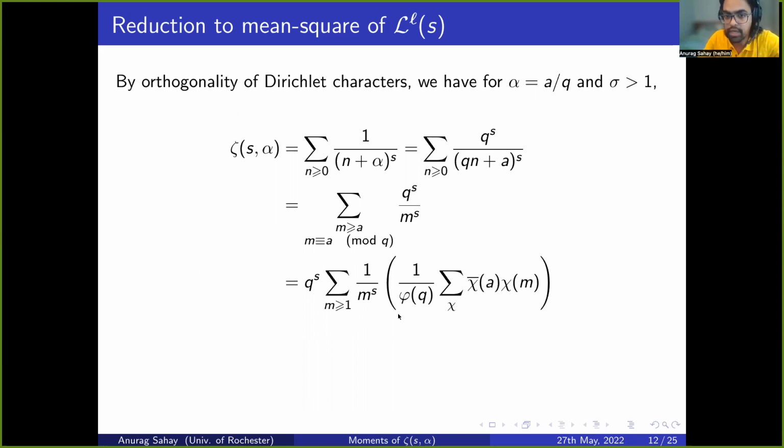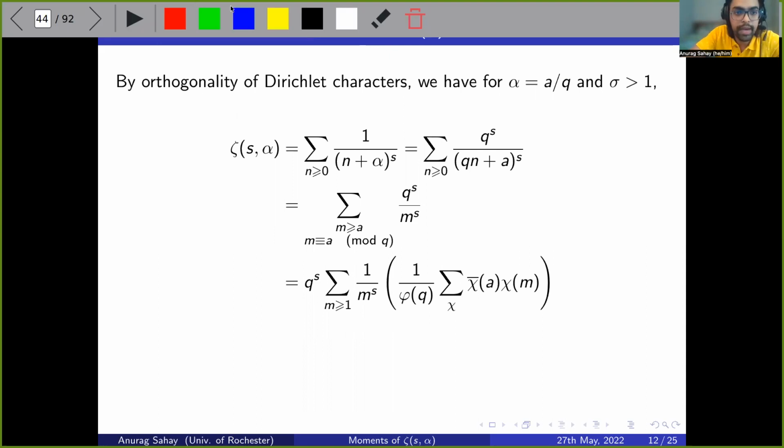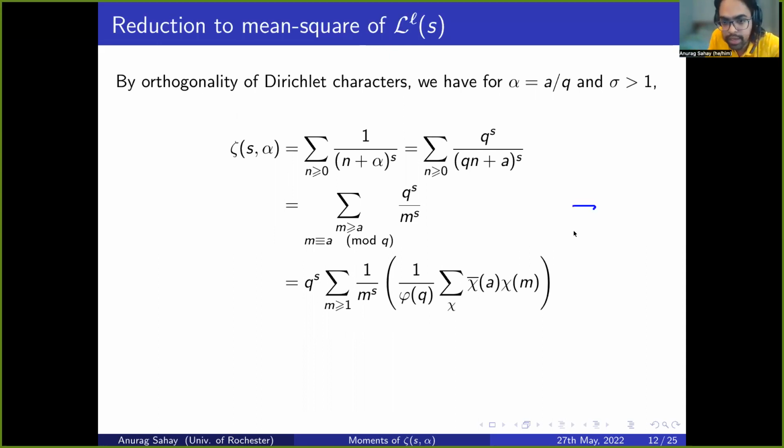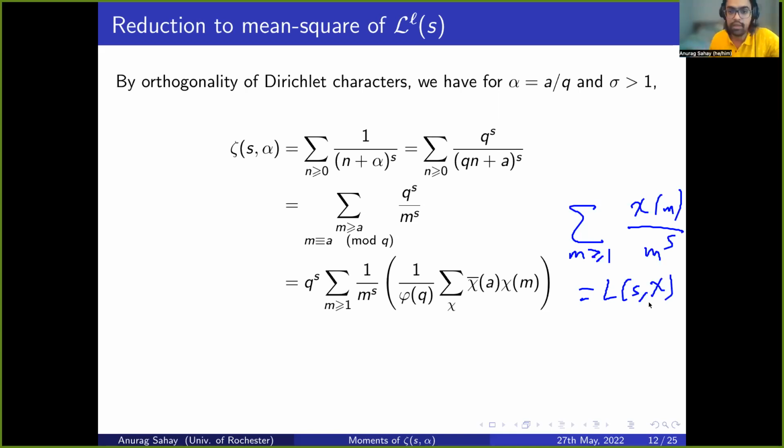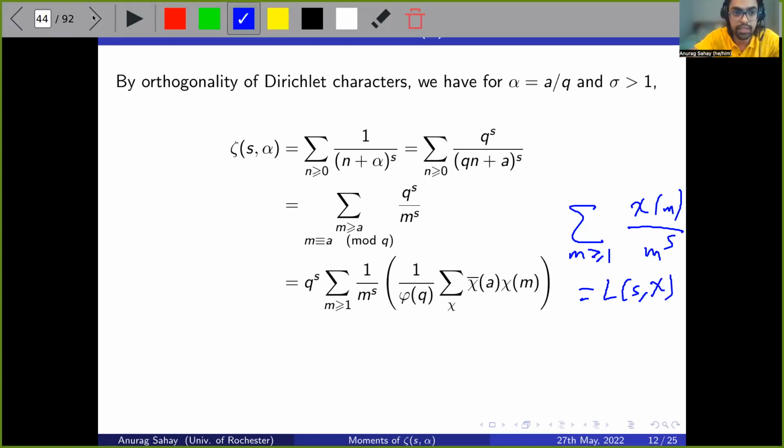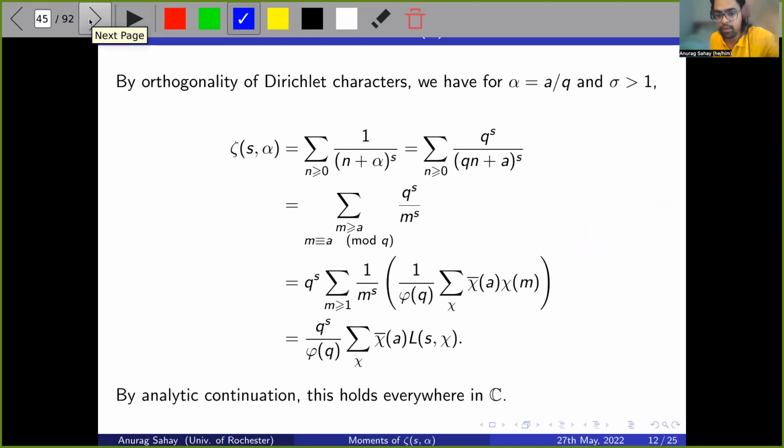This is a finite number of sums, and I'm in the domain of absolute convergence. So you can interchange these sums, and the inner sum will become the sum over m greater than or equal to 1 of chi(m) over m to the s, which is exactly the Dirichlet L function. And you get this equality, which holds for sigma greater than 1, and everything is analytic almost everywhere. So it follows that it must actually hold everywhere in C.